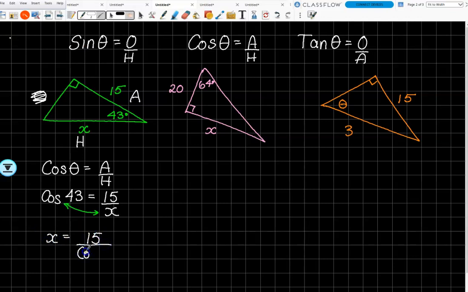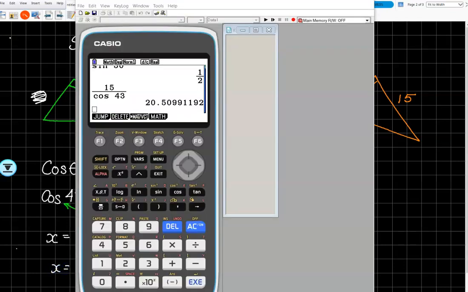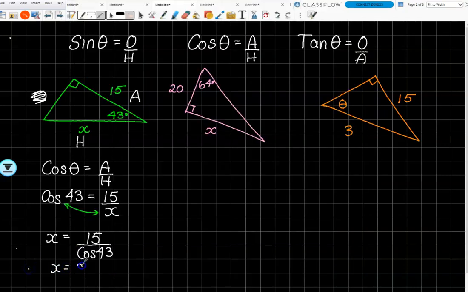And now, who's going to do all the work? The calculator. So we pop this in our calculator. Okay, I want 2 decimal places, so what will it be? 20.51. Excellent. And I didn't put units in this case, but if there were centimetres, metres, you'd put them there.